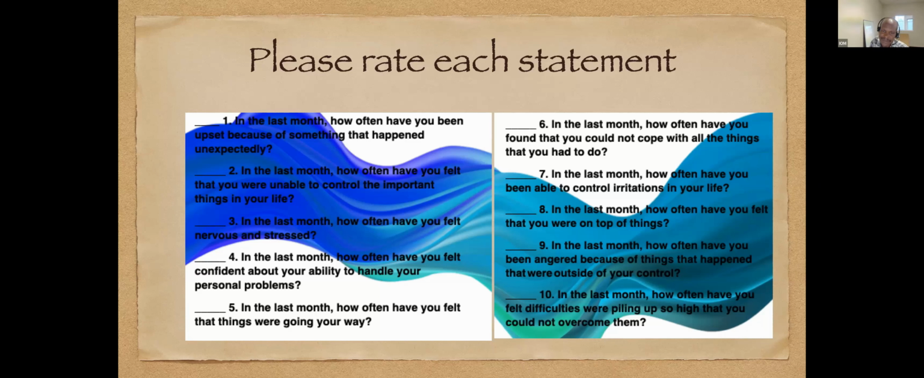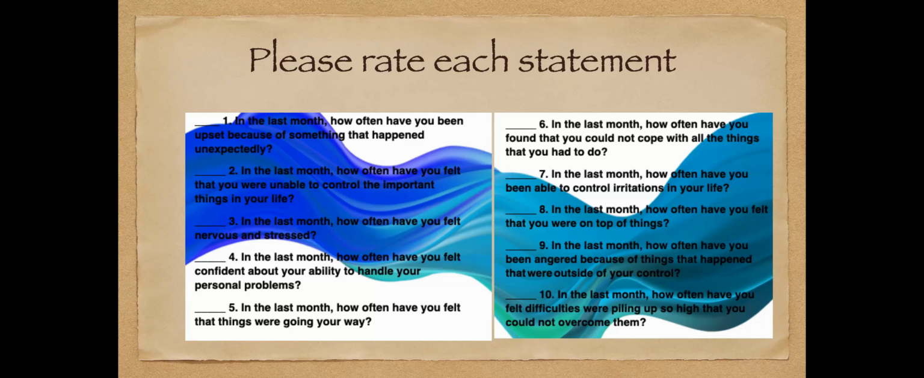Number one, in the last month, how often have you been upset because of something that happened unexpectedly? The month of January. Again, it's not an exact science. We're looking for estimates. You put that in the last month, how often have you been upset because of something that happened unexpectedly?